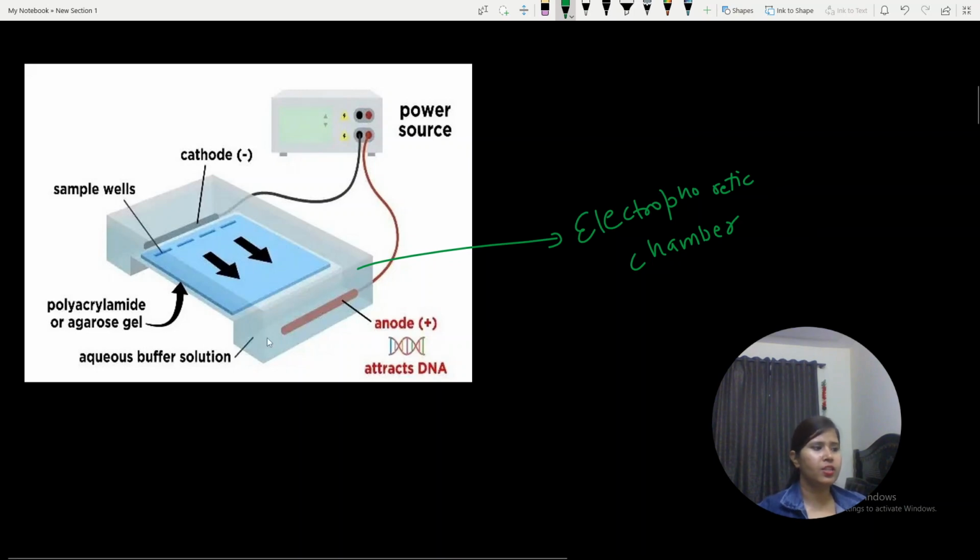With this chamber, you can see two electrodes are attached. One is the anode and one is the cathode. Cathode is negatively charged, anode is positively charged. It attracts DNA because it is positively charged. This is your polyacrylamide, or you can say agarose gel, and you are adding buffer solution here also. So when you apply an electric field, you give it a power source, then the sample DNA starts to migrate from the negative end towards the positive end according to their size.